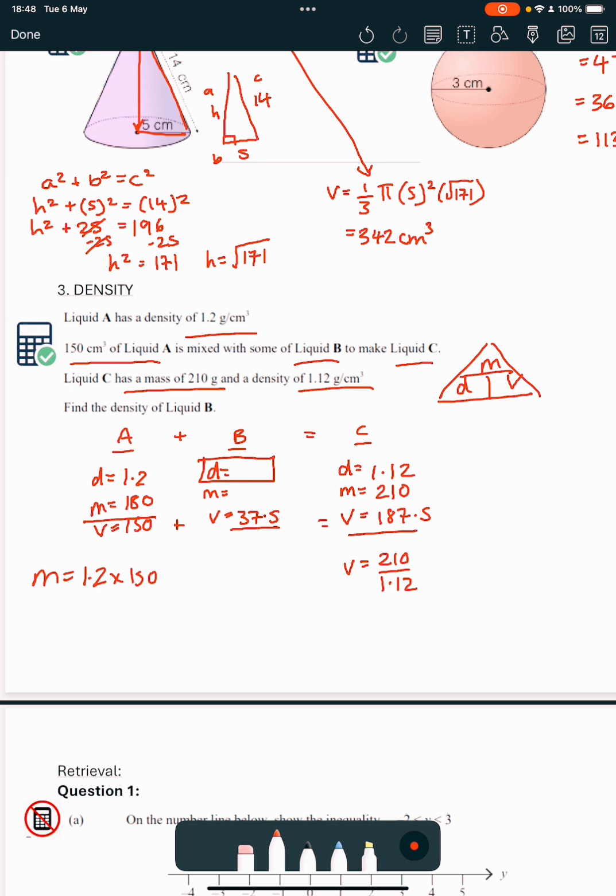Same for the mass. If we do 210, take away 180, I can see there was just 30 grams of that. And then we will use our density formula. D equals 30 over 37.5, which gives me 0.8. 0.8 grams per centimetres cubed.